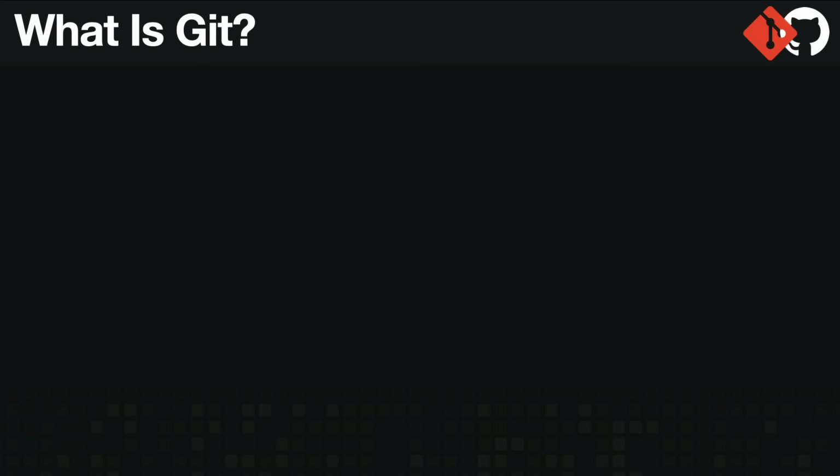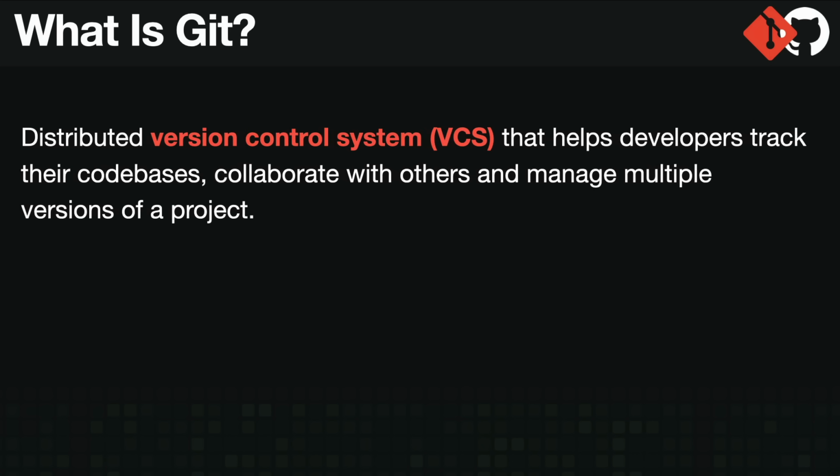All right, guys, so I just want to go through some slides, talk a little bit about what Git is, what GitHub is, and look at some of the key features and so on. So Git is a distributed version control system, or VCS, and it helps developers track changes in their code base, also allows them to collaborate with others and manage multiple versions of a project. And in its absolute simplest form and simplest use case, it's used to back up your code.